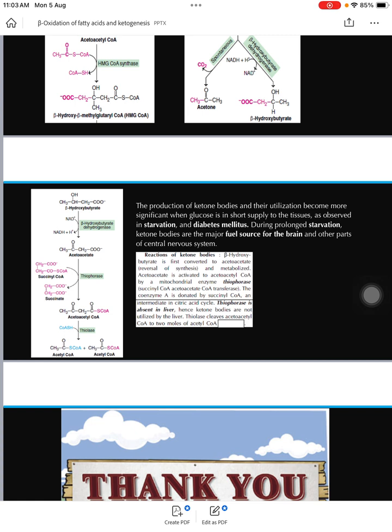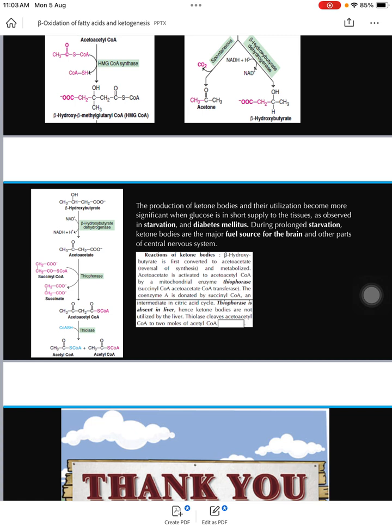Beta-hydroxybutyrate is first converted to acetoacetate and metabolized. Acetoacetate is activated to acetoacetyl-CoA by a mitochondrial enzyme thiophorase. The coenzyme A is donated by succinyl-CoA, an intermediate in the TCA cycle or citric acid cycle. Thiophorase is absent in liver, hence ketone bodies are not utilized by the liver.